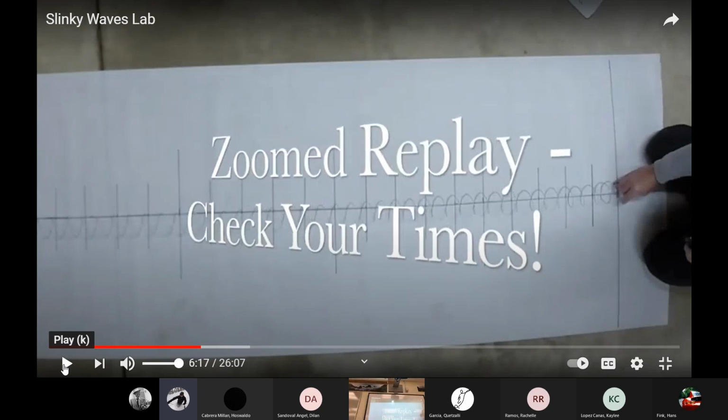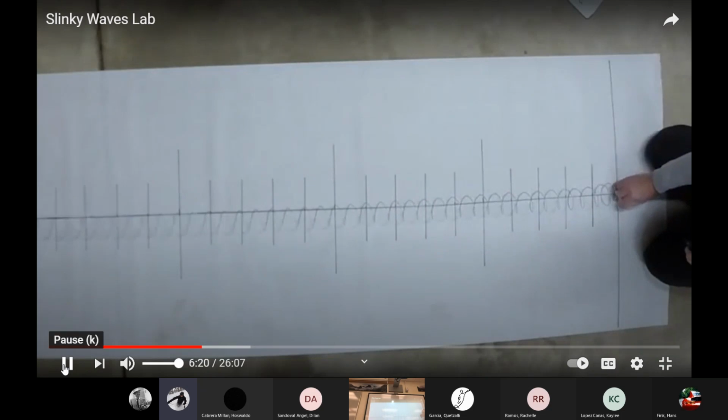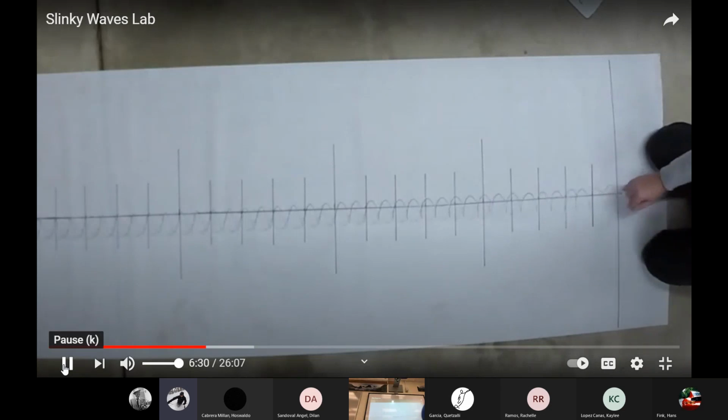If you need to check your times, then do that here. Of course, it's not a bad idea to double check that you were in the right zone anyway. You ready with your stopwatch? 3, 2, 1, go. That was the small amplitude wave number 1. Let's take the average of 3 of those, okay?